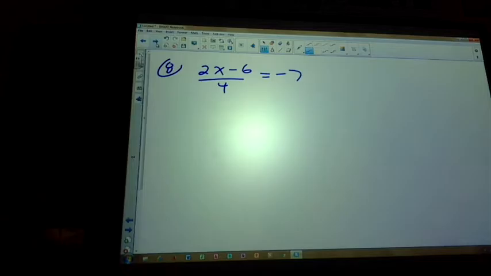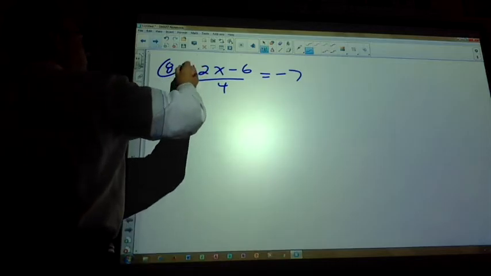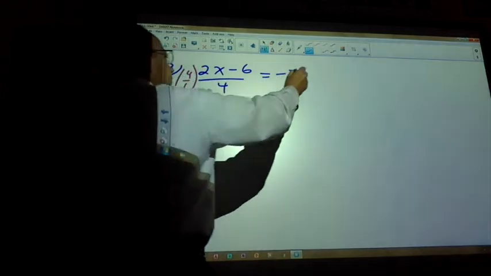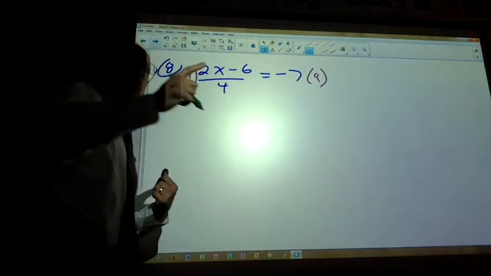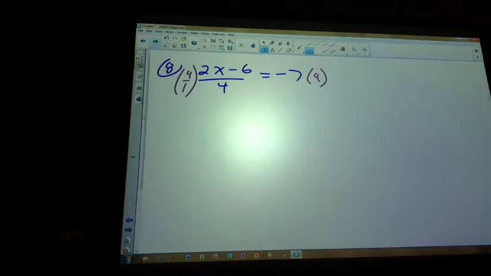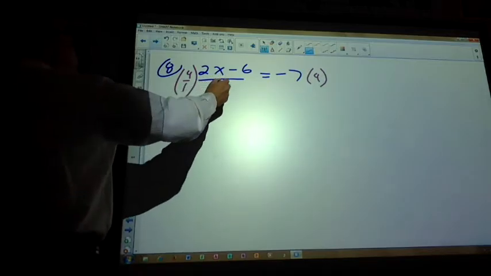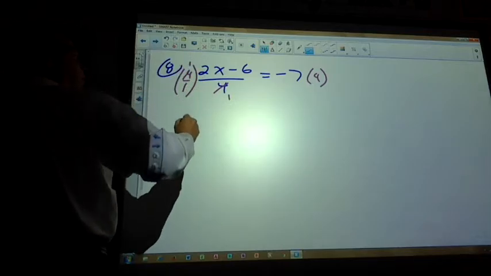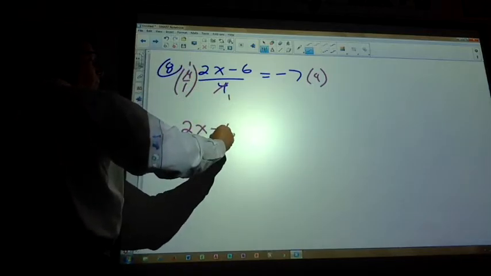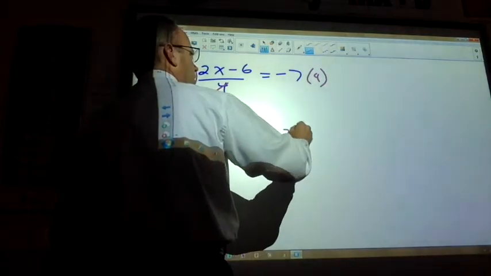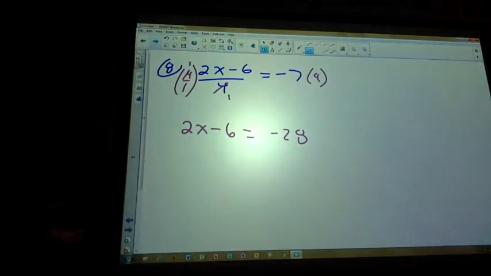Is that right? Could you just multiply by 4? Well, this is 4 over 1. Is 4 over 1 the same thing as 4? Yes. So does that make sense, what I have up there? Okay. The 4 goes into here, so I just get 2x minus 6, and then equals negative 28.